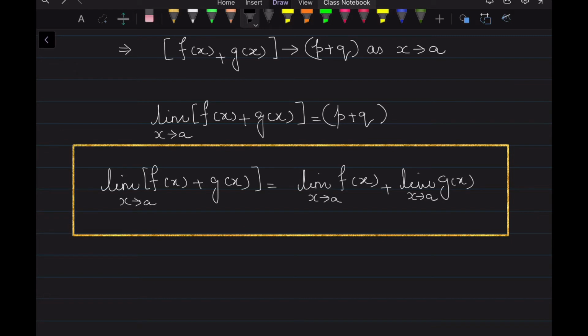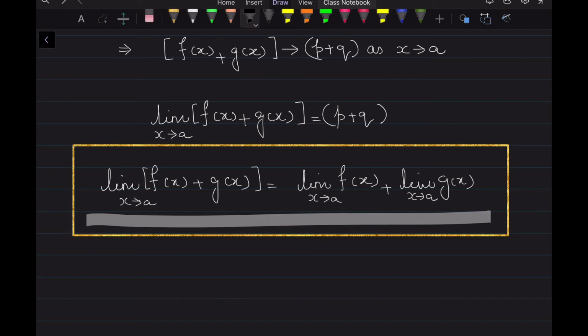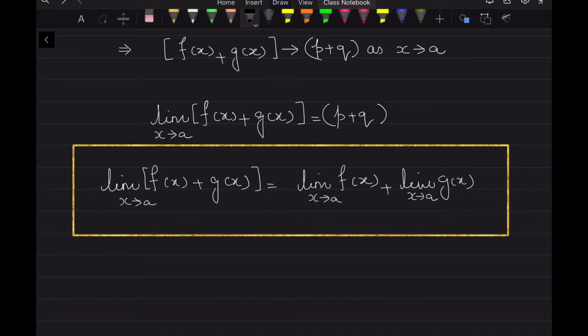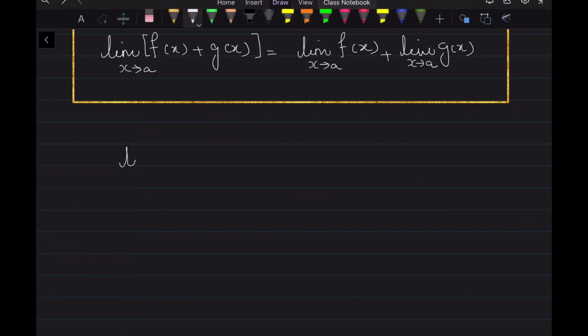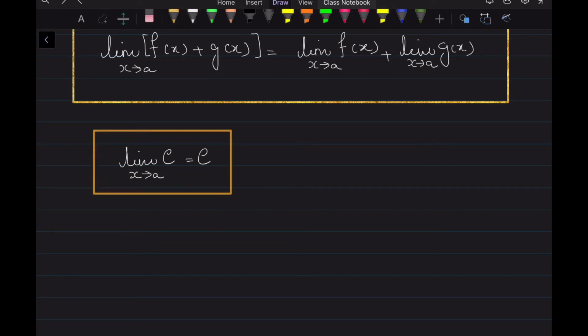And before we learn how to apply this limit law, let's first discuss a few more limit laws. So the next one I'm taking is: the limit of a constant as x approaches a is the constant itself. Now the proof of this limit law is pretty intuitive. Let's look at it graphically.